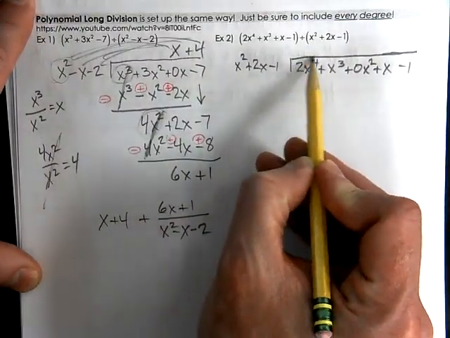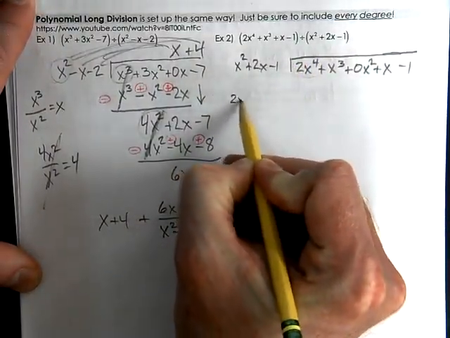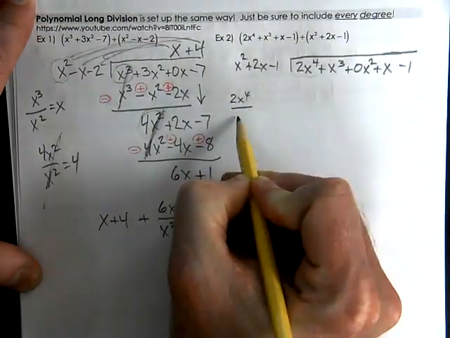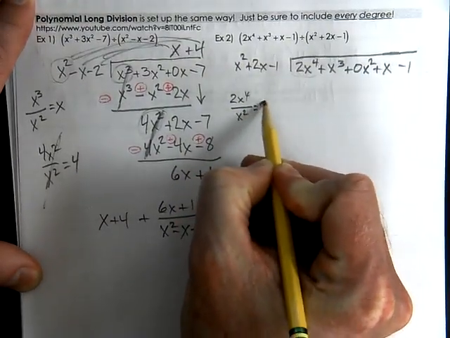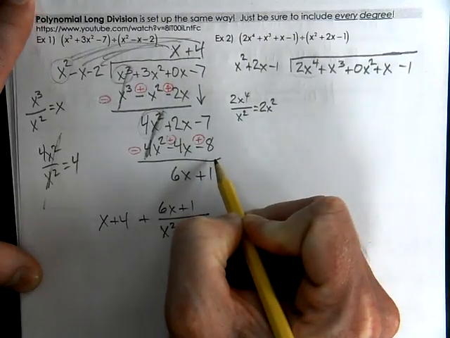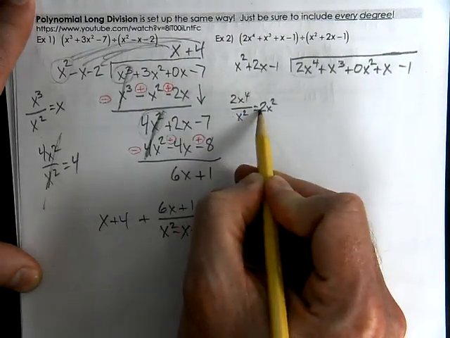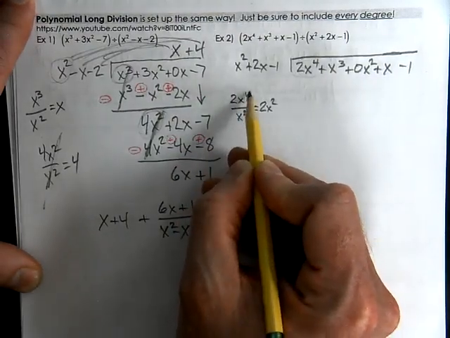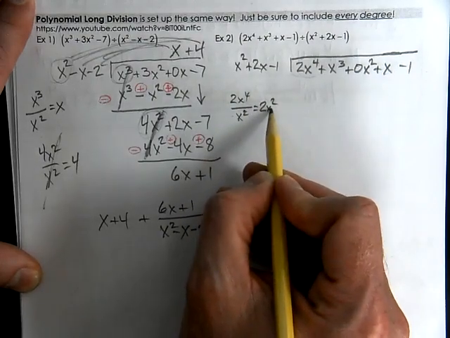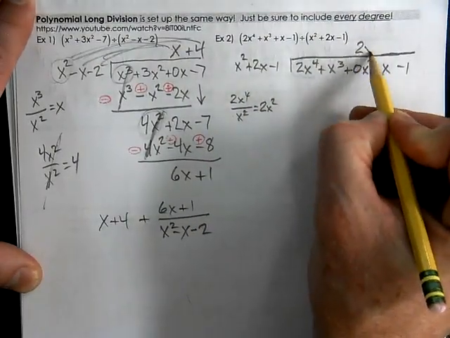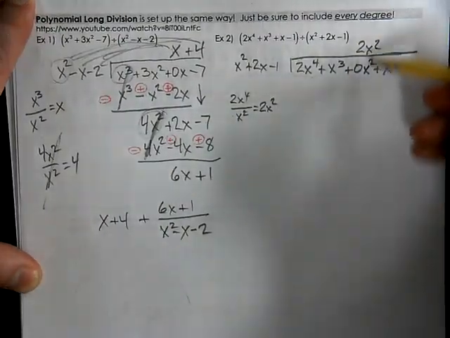So now we're going to take our leading term, 2x to the 4th, divided by x squared. That gives us 2x squared. 2 divided by 1 is 2. X to the 4th over x squared gives us x squared. So I'm going to put my 2x squared in the column with my x squareds.